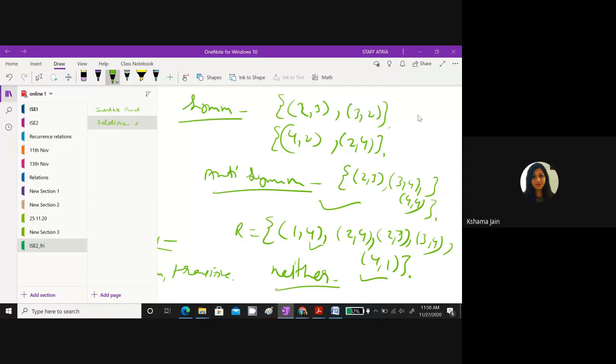Clear now? Yes, ma'am. So it's not necessary that one must be there. There is a possibility that both are not there. But both simultaneously can't be there. Either one of them would be there or both would be absent. Okay? Clear now, Soumya?